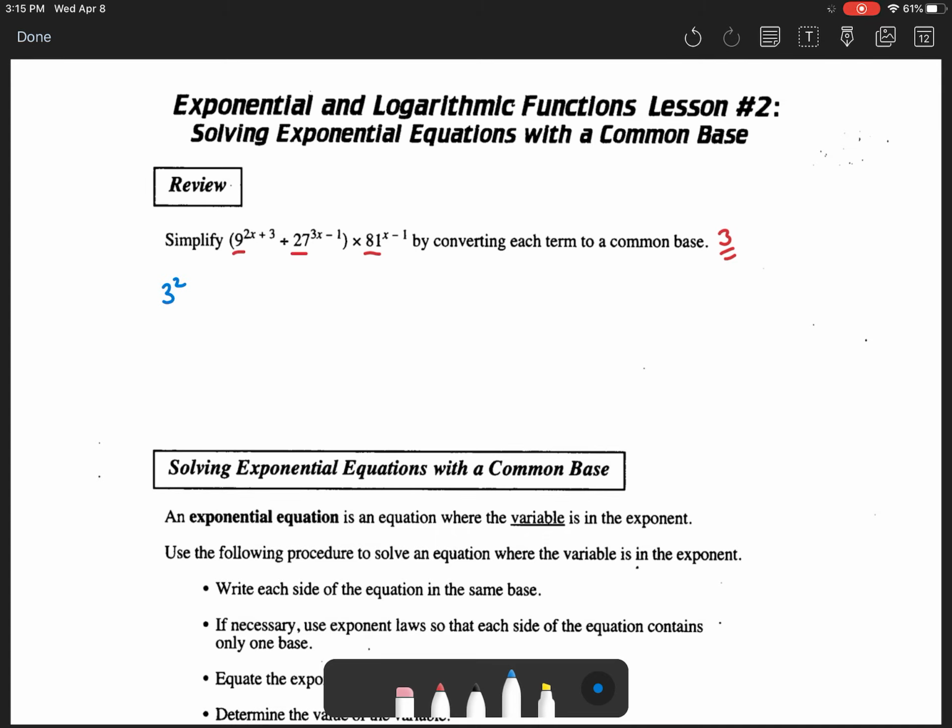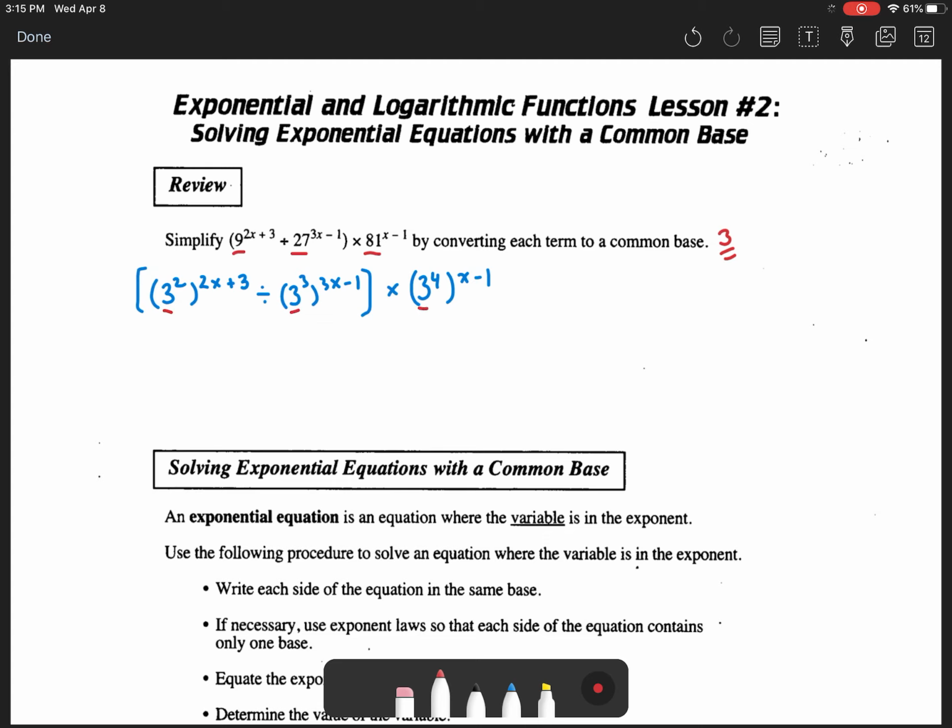So I take the 9 first, and I write that as 3 squared. That value of 9 is still to the exponent of 2x plus 3. I'm going to divide that by 27, which is 3 cubed, and that is still to the exponent of 3x minus 1. I have to do that first, as indicated in the question because it's inside brackets. I'm going to take the value from there and multiply it by 81, which is 3 to the exponent of 4, and that's still to the exponent of x minus 1.